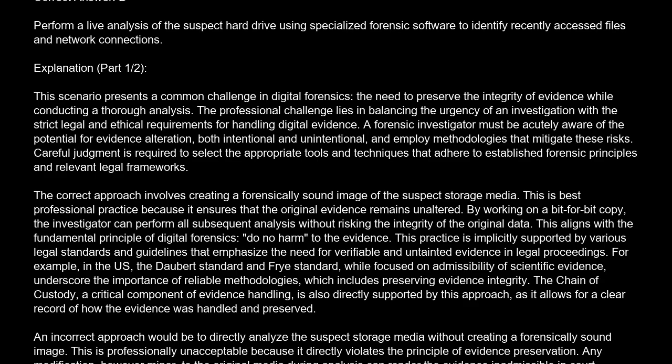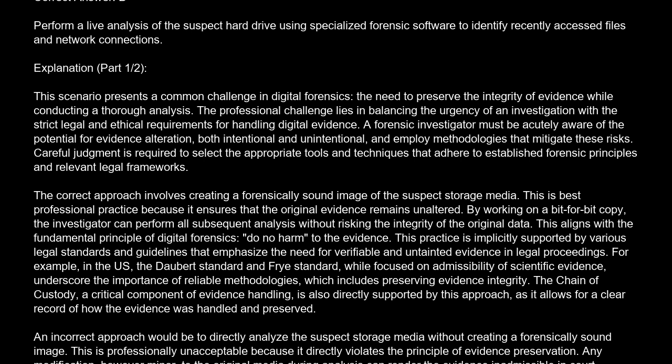The correct answer is B. Perform a live analysis of the suspect hard drive using specialized forensic software to identify recently accessed files and network connections. Explanation. This scenario presents a common challenge in digital forensics: the need to preserve the integrity of evidence while conducting a thorough analysis. The professional challenge lies in balancing the urgency of an investigation with the strict legal and ethical requirements for handling digital evidence.